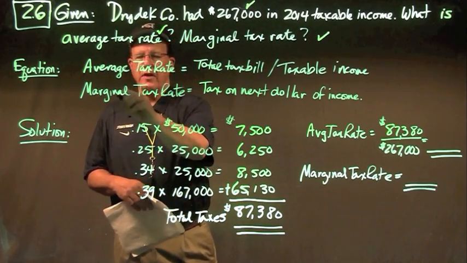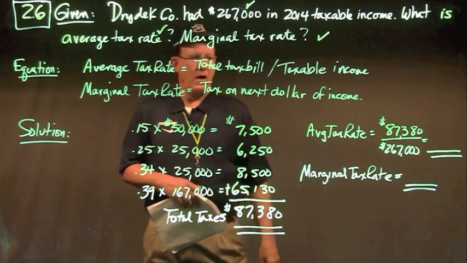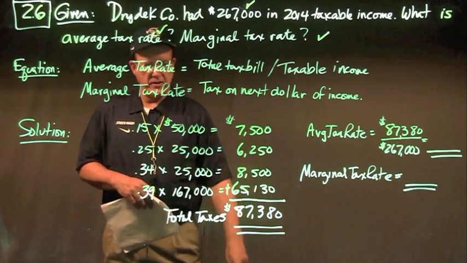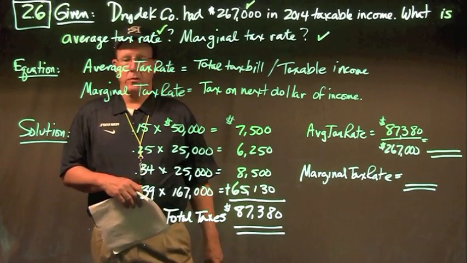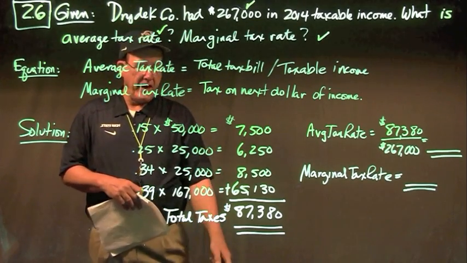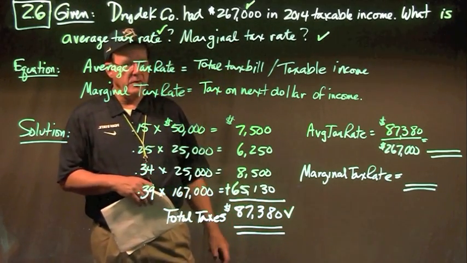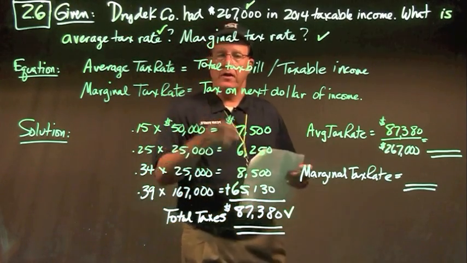And what is the marginal tax rate? That's the tax on the next dollar of income. If we made one more dollar, where would that fall into this table? So, we left the table from problem 5 up. We have our total tax bill of $87,380. So we're going to move that into the equation in this problem.